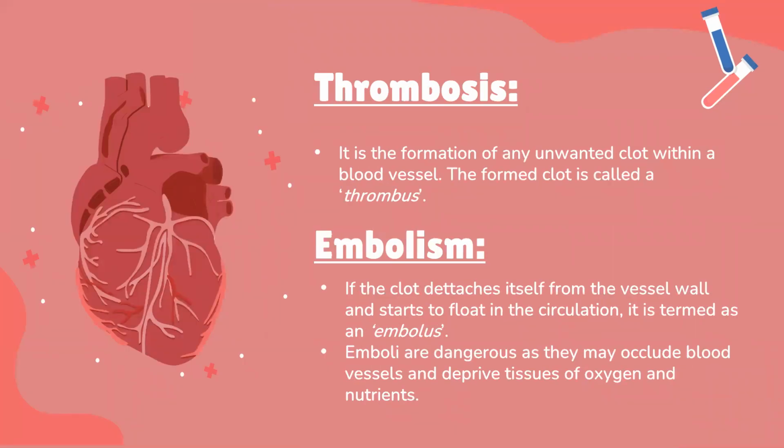Basically, pulmonary embolism does not occur directly. It is something that progresses from a disease known as deep vein thrombosis. So, what exactly is a thrombosis? A thrombosis is an unwanted clot that is present within a blood vessel. When this clot detaches itself and starts circulating in the blood, it is termed an embolus. Both thrombus and emboli are dangerous as they can obstruct the deep veins and cause them to be deprived of oxygen and nutrients and other things.